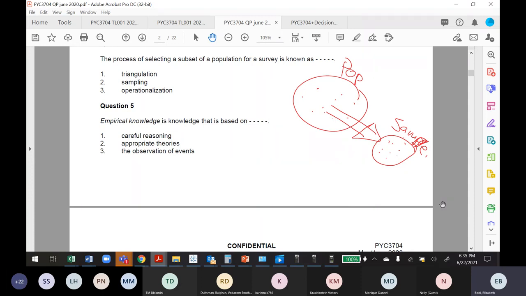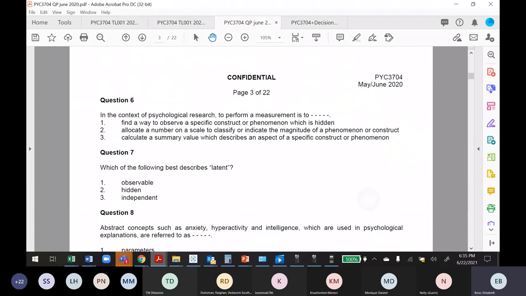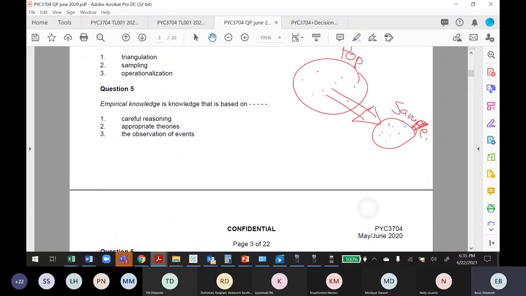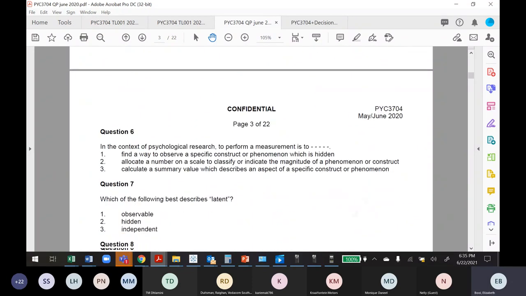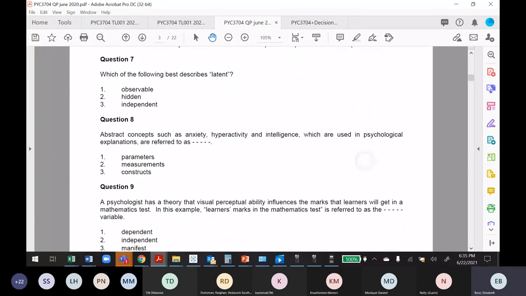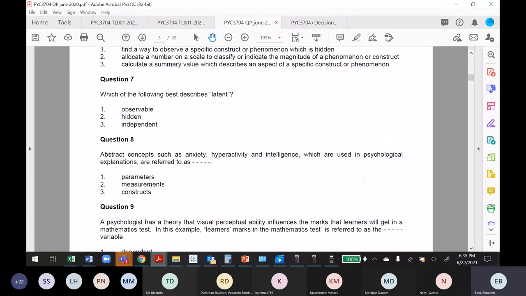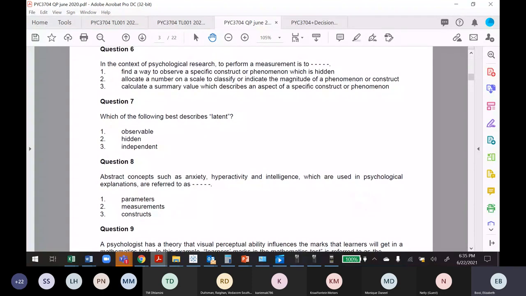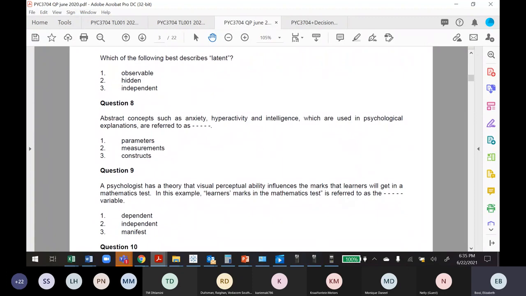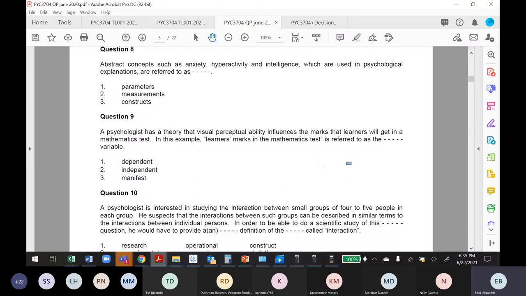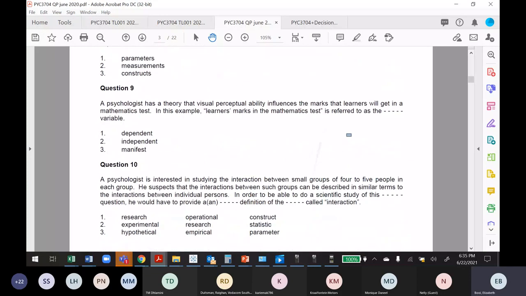Empirical knowledge, that one, I'm sorry, I cannot help you with that. Some of the things are more psychological research linked than my statistics background. And also you must know that I come from pure stats. I don't come from research stats. So those I can't help you with, I will skip. Like describing what the latent variable is, you need to know what the latent variables are and what the constructs are. Those I'm going to skip.